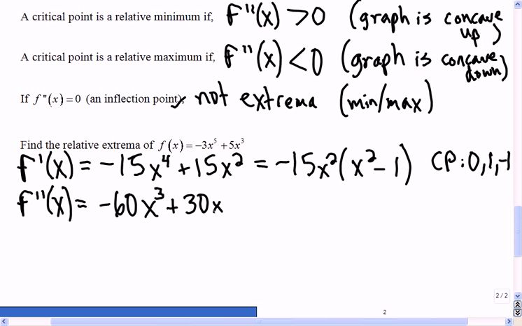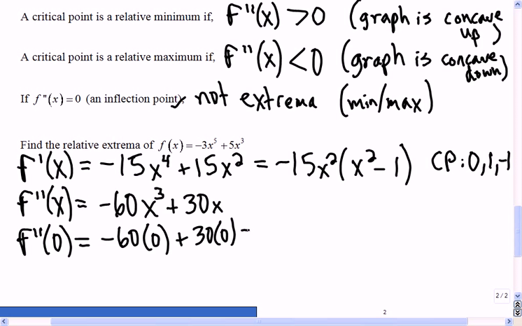Sorry, and this will be negative 60x cubed plus 30x. So when I put them in, the second derivative at 0 is negative 60 times 0 plus 30 times 0. So I end up with nothing. So what can we conclude about that critical point x equals 0? It's not extrema, okay? We'll look at the picture later just to verify all of this.